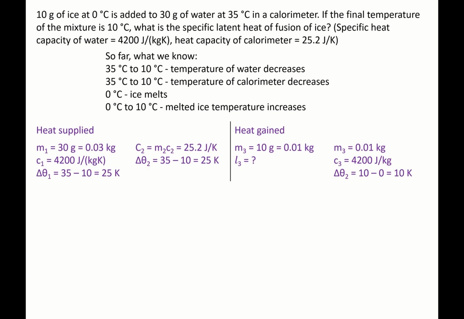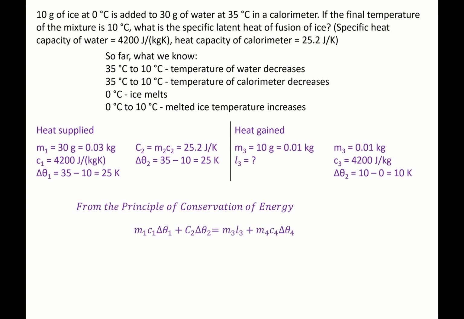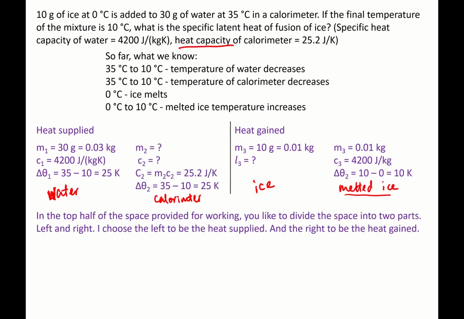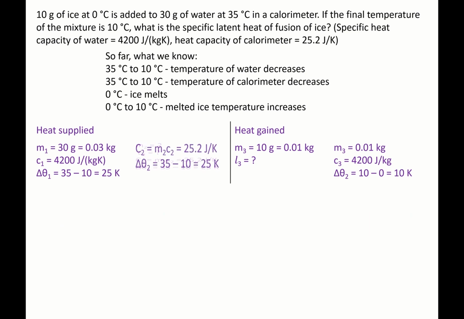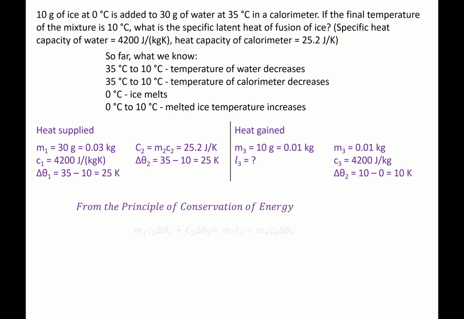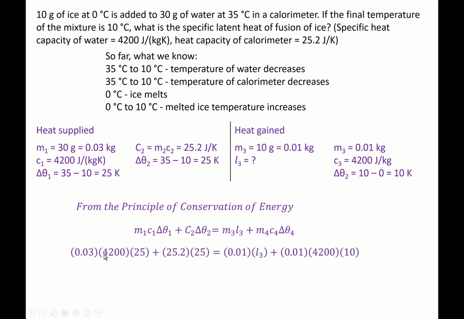And given the information, we realize that we don't need M2C2, or should I say, we don't have to worry about M2C2 because we are given the heat capacity, which is C2. Hence, from here, we're going to use the principle of conservation of energy to form our equation. So you have heat supplied equals heat gain.